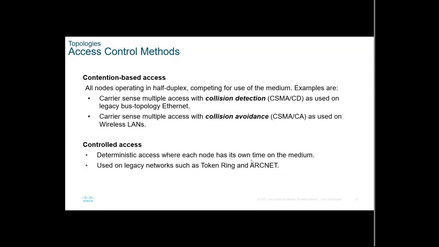So contention-based access is all nodes operating in half duplex, competing for the use of the medium. Examples are the carrier sense multiple access collision detect used on the legacy bus technology. So what does that mean? Carrier sense multiple access collision detect.